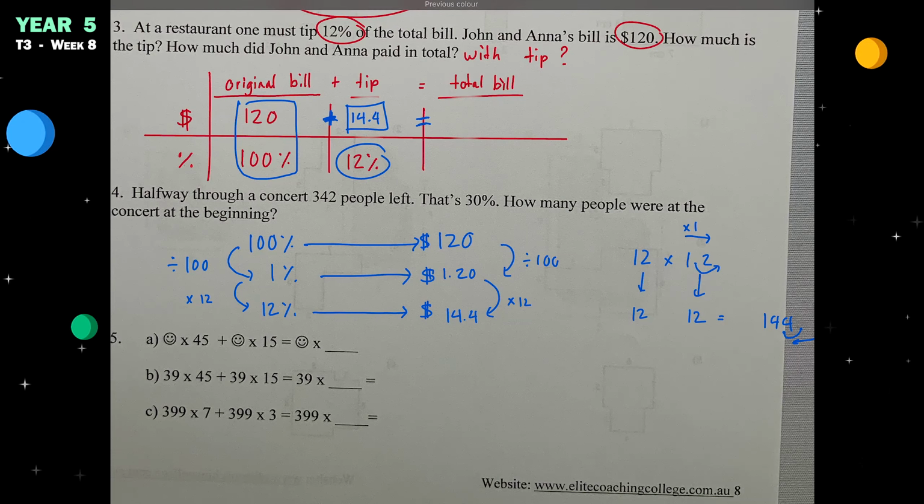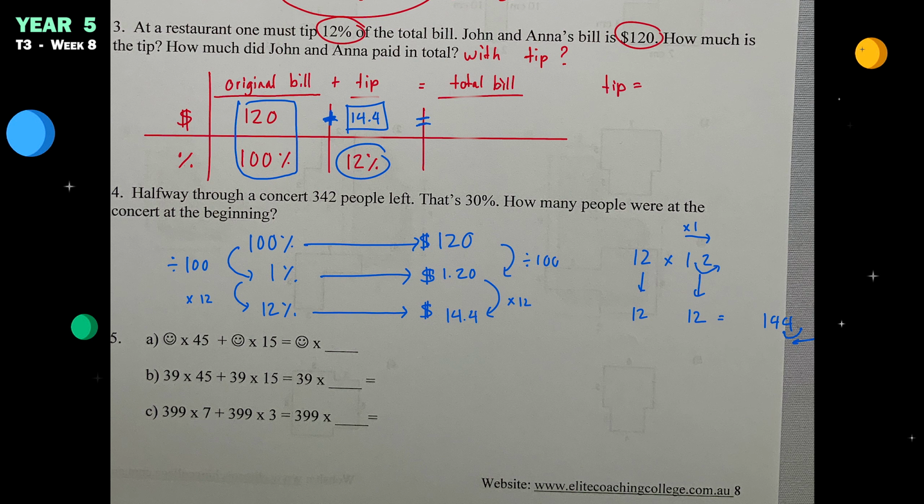So here's our answer. We got the tip, $14.40. And you want to find your total bill? No problem. Add them up. Total bill. So the total bill will be this plus this. Okay, add them up, get the answer yourself. I'm going to move on to the next question.